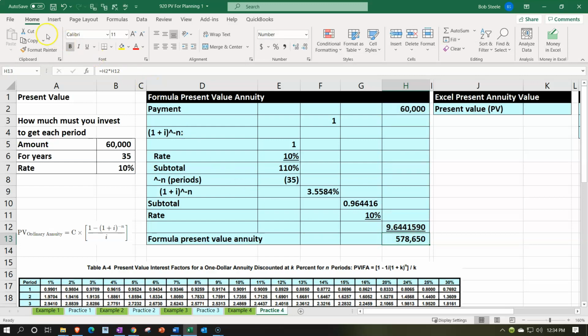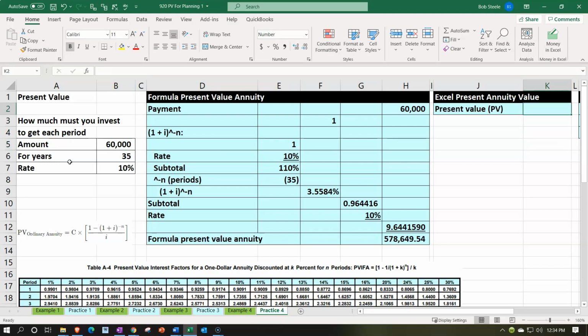Let's add a couple decimals there. Home tab, numbers, and add a couple decimals, and that looks good. So we'd have to put in the 578,649.54 to get the 60,000 a year we're thinking at, for 35 years at the discount rate, or using the rate of the 10%. So let's go ahead and do that with an annuity formula now.